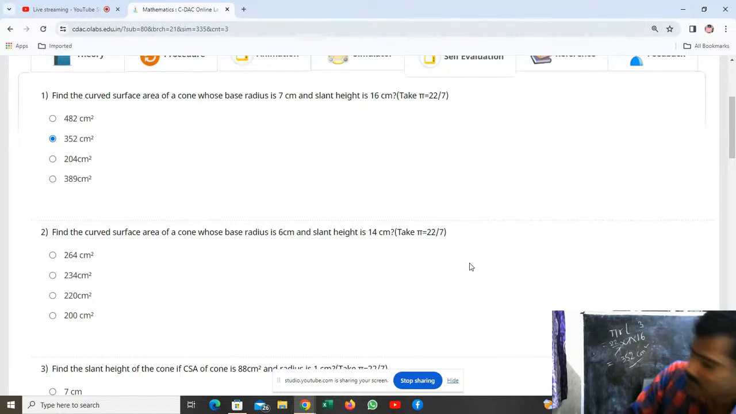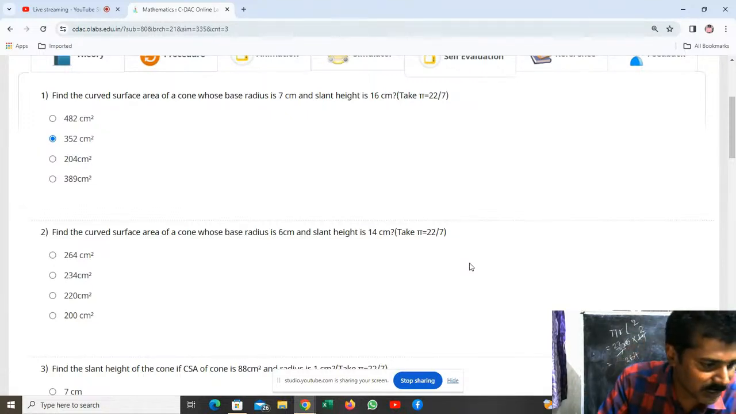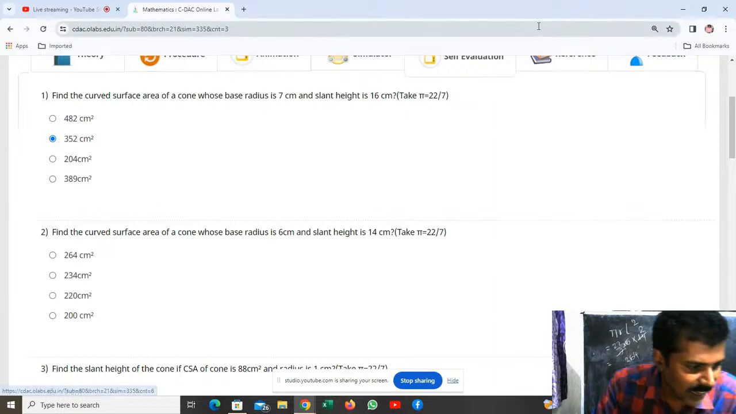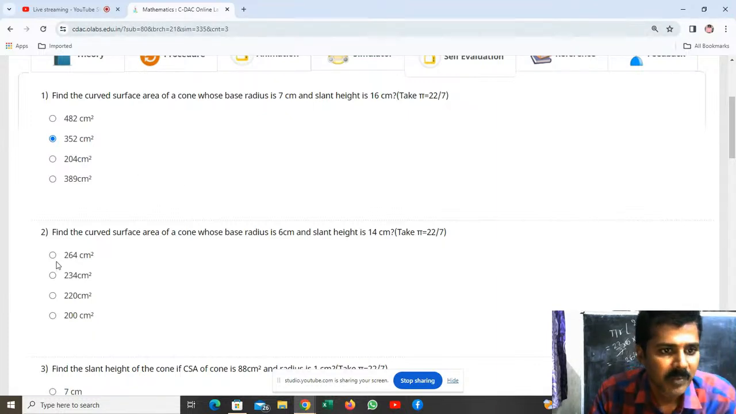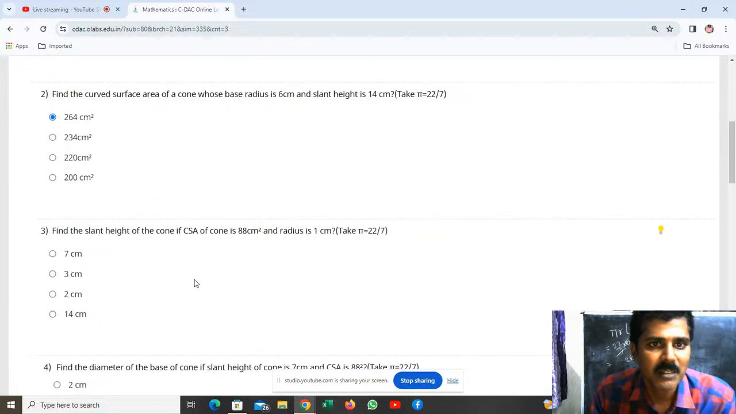264 is given by Satya again. We will check it again. So pi r l is 22 by 7 times radius 6 and slant height 14, which is nothing but 2 times 6 twos are 12, 12 twos are 24, so 264 centimeter square. Yes, again Satya and Varma both are right. So 264 centimeter square.